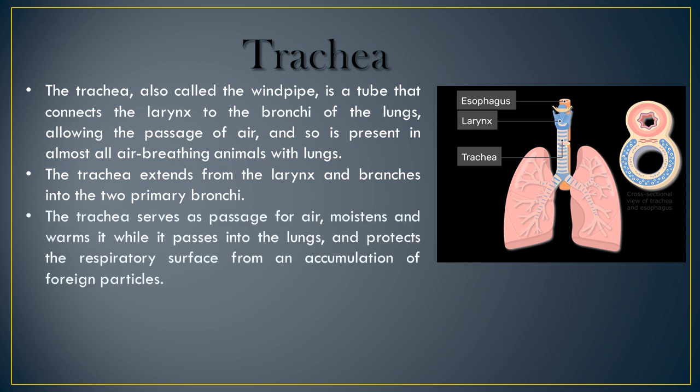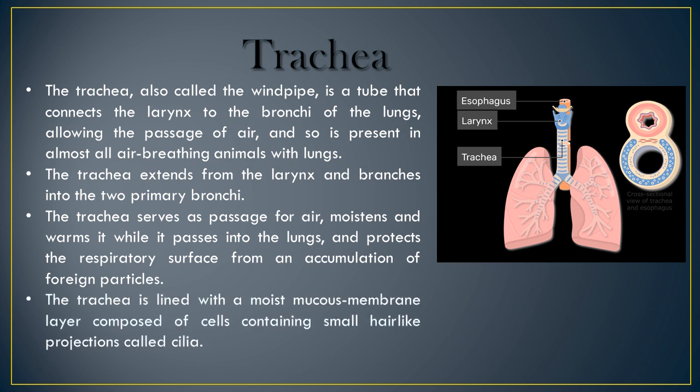The trachea serves as passage for air, moistens and warms it while it passes into the lungs, and protects the respiratory surface from an accumulation of foreign particles. The trachea is lined with a moist mucous membrane layer composed of cells containing small hair-like projections called cilia.